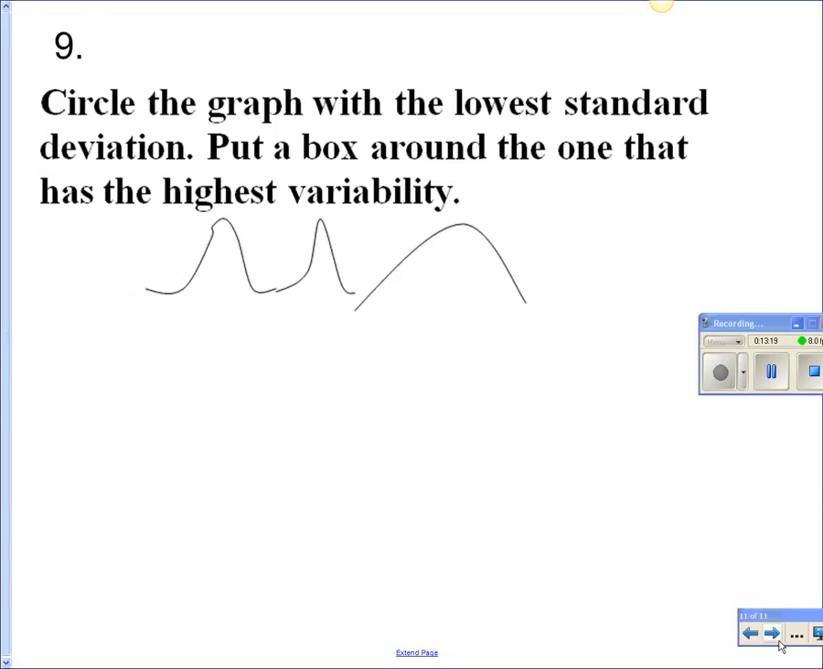All right, last question. Circle the graph with the lowest standard deviation. Put a box around the one that has the highest variability. Well, remember, variability is the same thing as standard deviation. Okay, so let's first talk about the lowest standard deviation. That means the one that's not spread out a lot. So that would be this one in the middle. That one has the lowest standard deviation. It's not very spread out. All right, the one with the highest variability, which is also the highest standard deviation, is the one that's going to be the most spread out. So that would be this one.